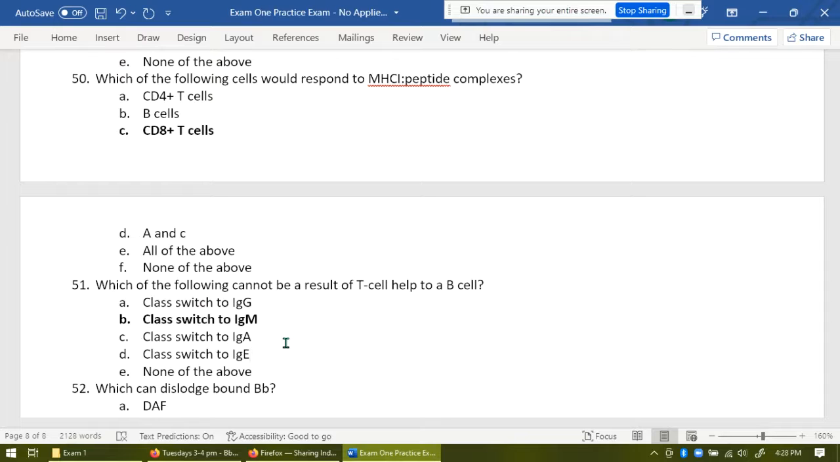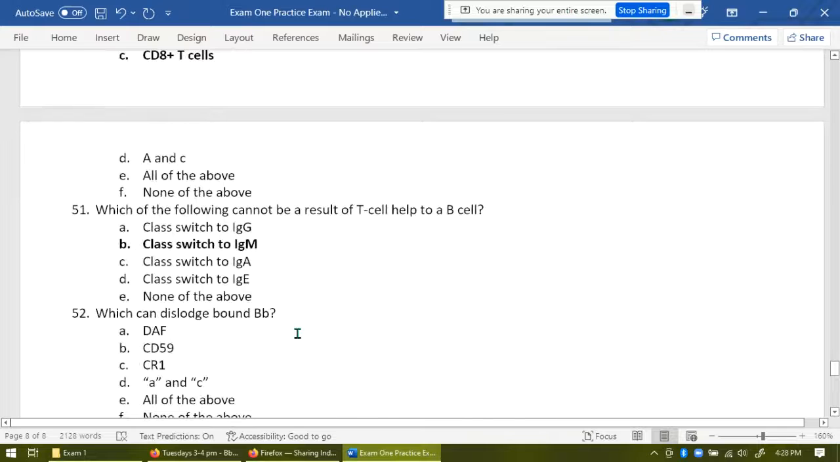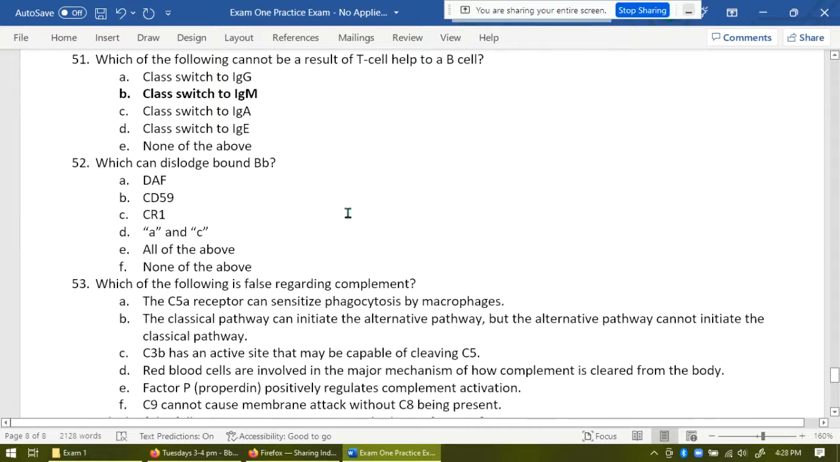Okay, switches are permanent. However, they can switch to a different class. So you can switch to IgA and then IgG and then IgE, for example. I think IgE is actually earlier than IgA. Anyway, they cannot class switch to IgM. They start with it, and they can't switch back to it either once they've switched to something else.